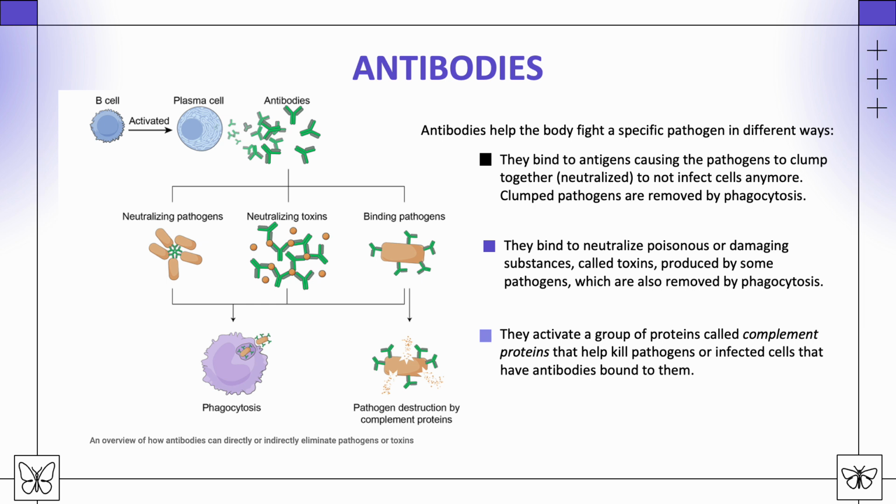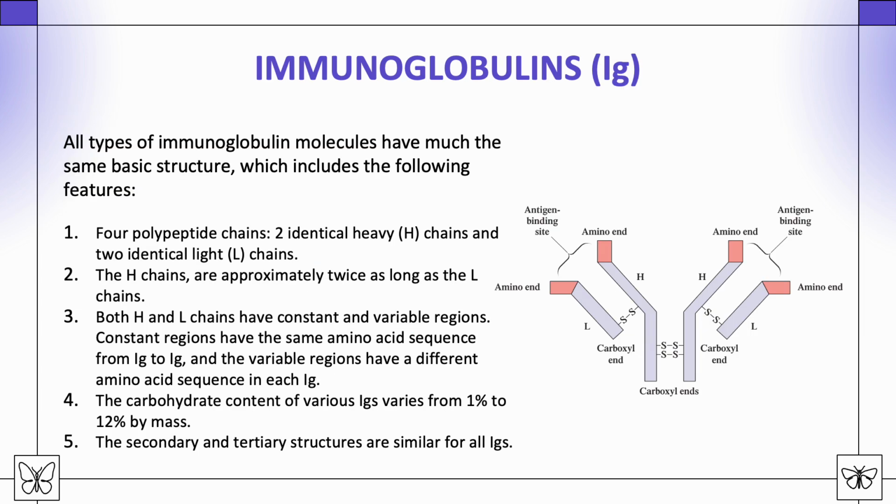Clumped pathogens are removed by phagocytosis. Then they bind to neutralize poisonous or damaging substances called toxins produced by some pathogens, which are also removed by phagocytosis. They activate a group of proteins called complement proteins that help kill pathogens or infected cells that have antibodies bound to them. All types of immunoglobulin molecules have much the same basic structure, which includes the following features.